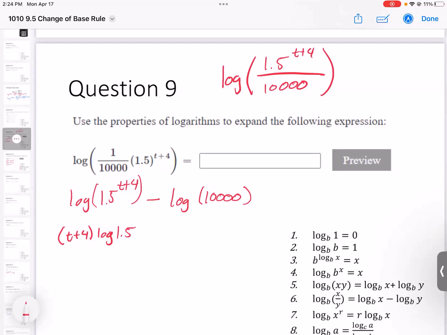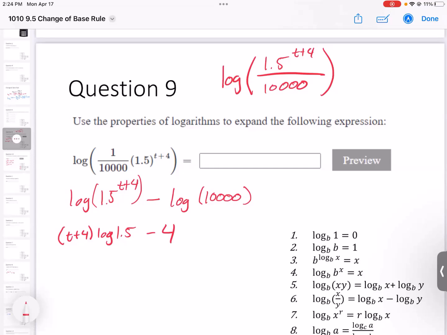4, right? Because this is saying 10 to what power equals 10,000? Well, 10 to the fourth power equals this. And even if you didn't know how to do that in your head, you could also just type it in your calculator and your calculator would tell you that's 4. So that gives us a -4.